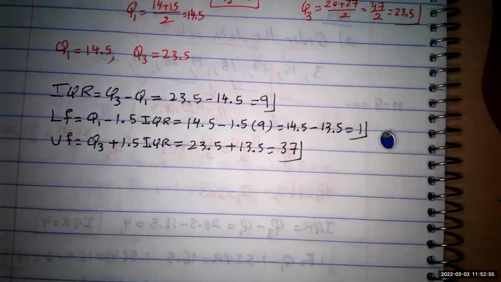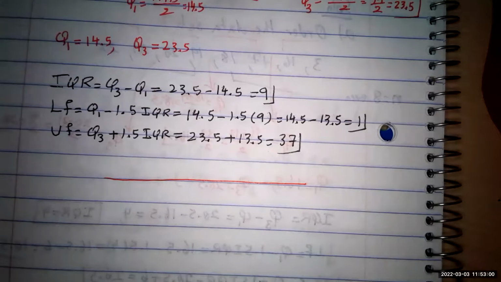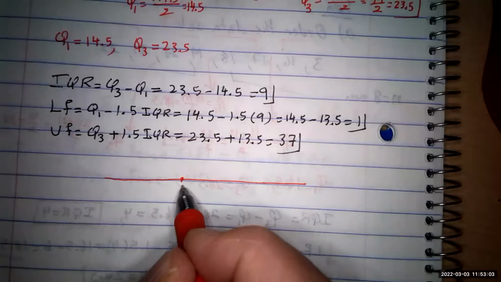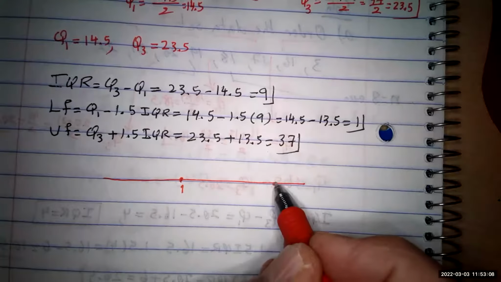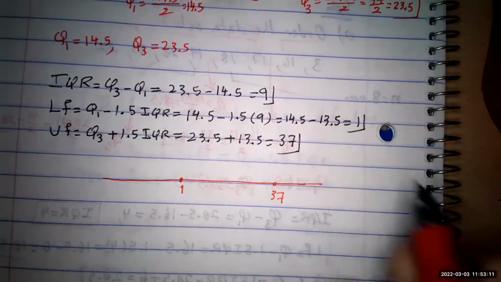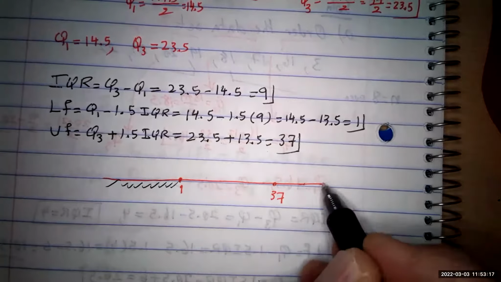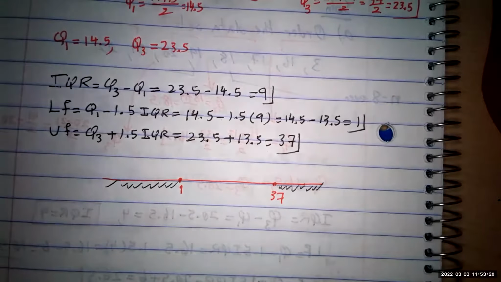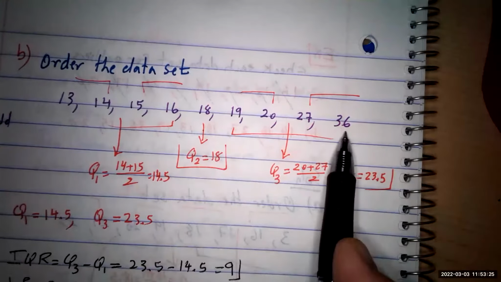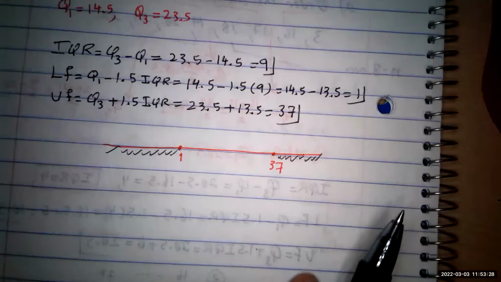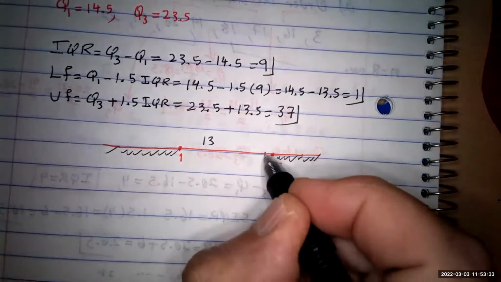Okay, so let's see, this is the one. The lower fence is going to be equal to 1, and the upper fence is equal to 37. Anything outside is going to be the outliers. But the minimum that you have is 13, and the maximum that you have is 36. So your 13 is inside here, and the 36 is inside here again.